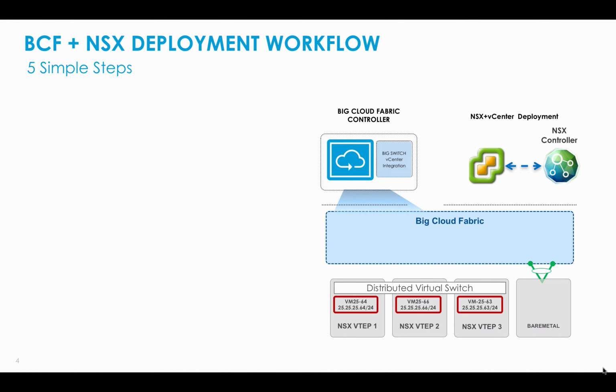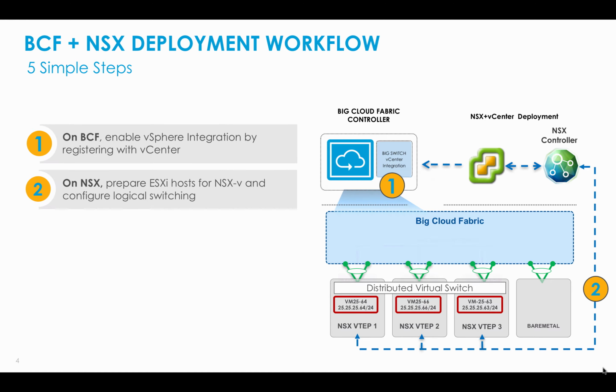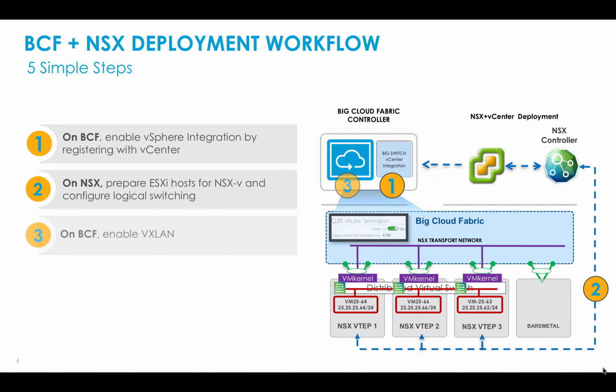The NSX deployment workflow on top of BigCloud Fabric consists of 5 simple steps. First, we enable vCenter integration on VCF, after which NSX nodes are automatically attached to the fabric with appropriate active-active or active standby configuration. In step 2, we deploy NSX on ESXi hosts and add virtual machines to appropriate logical switch. In step 3, we enable VXLAN on BigCloud Fabric.